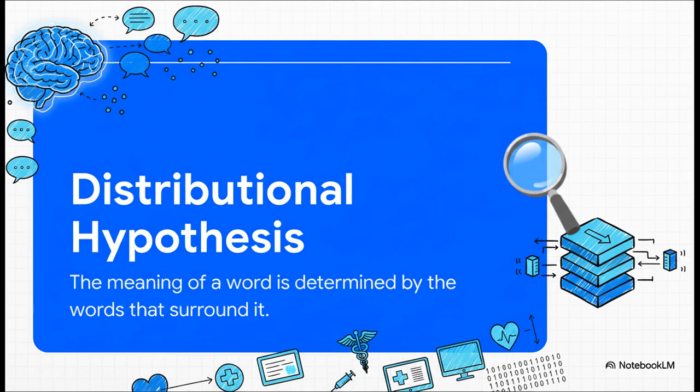The idea is actually kind of beautiful and simple. You shall know a word by the company it keeps, right? Words like doctor and physician, well, they tend to show up in really similar sentences surrounded by similar words. So it only makes sense that their numerical representations should end up being really, really close to each other.